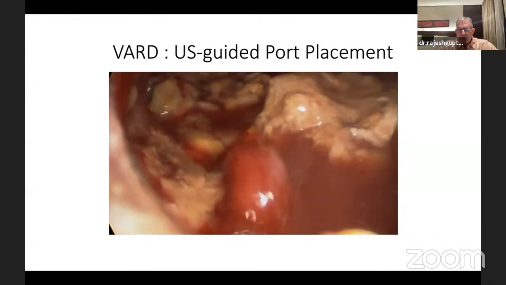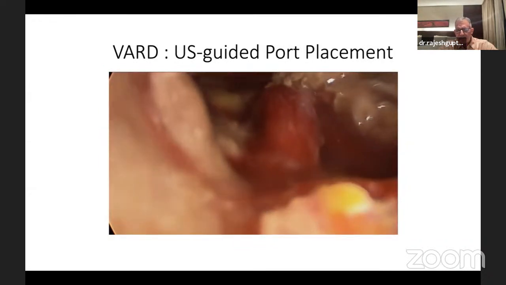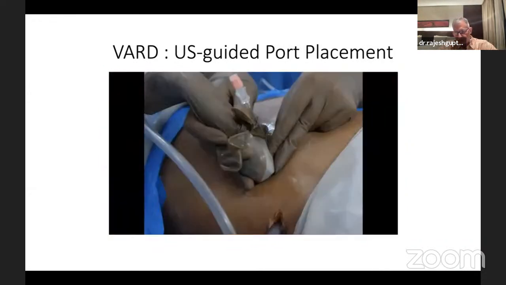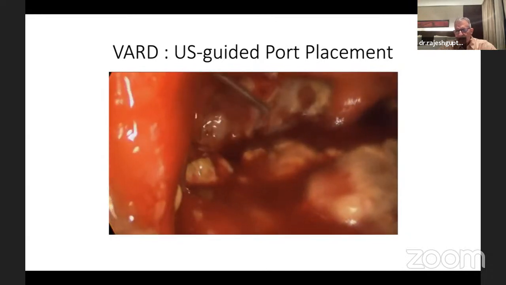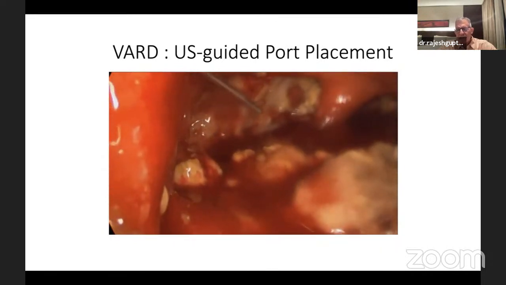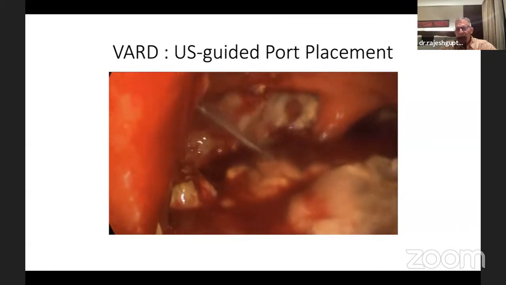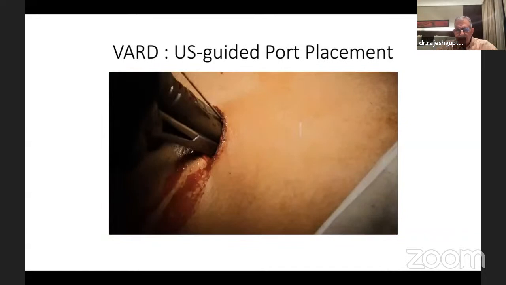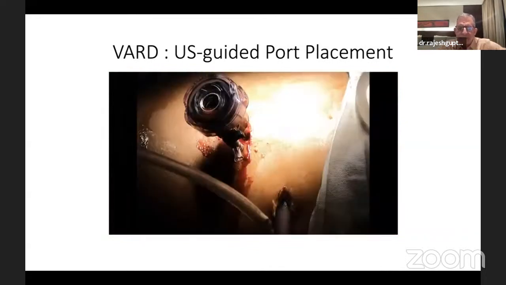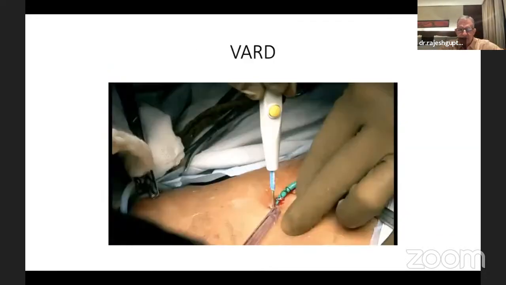Once we put in the first catheter and we suck out the fluid through that port only, then we use ultrasound to look at the cavity and introduce the needle, and then this needle acts as a guide wire to put the second catheter. And then the debridement is done as has been shown earlier by Dr. Ibrarullah.